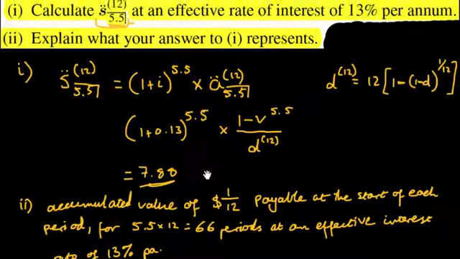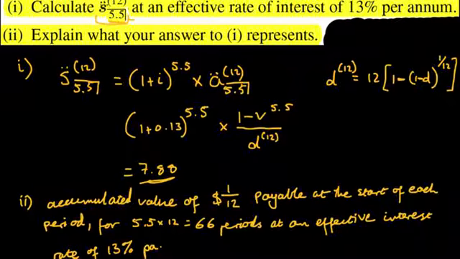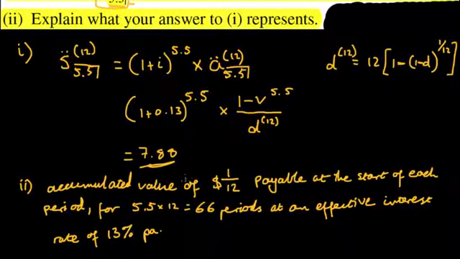And that's really what you're saying. Have you covered everything here? We've got our S, we have our dots, we have our 12, we've got our 5.5, and we've got our 13%. So that's what you're saying.